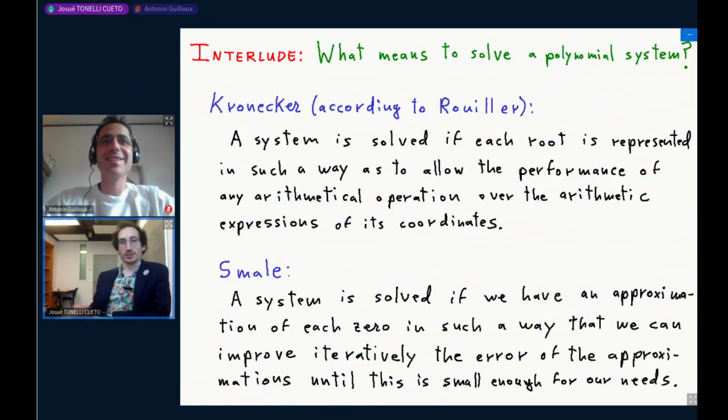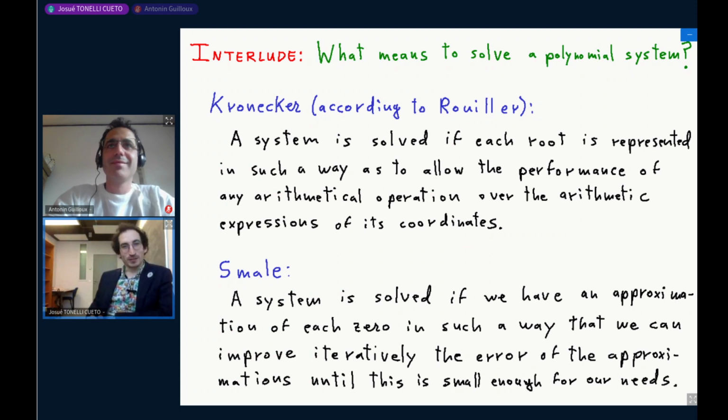So this is a small interlude. According to Fabrice, this will be the philosophy of Kronecker. A system is solved if its root is represented in such a way as to allow the performance of any arithmetic operation over the arithmetic expression of its coordinates.